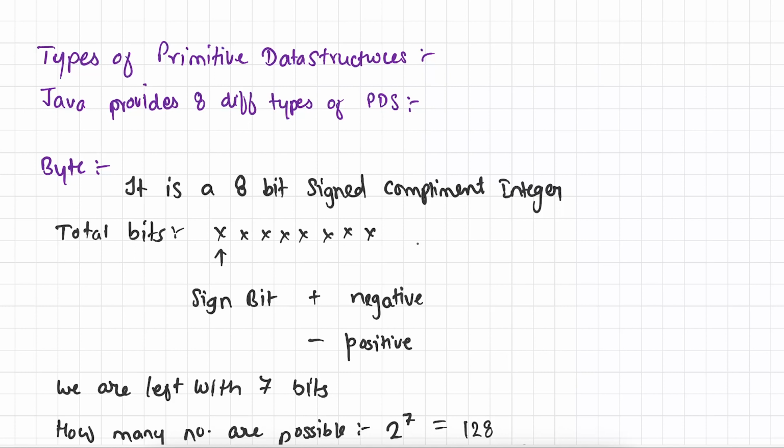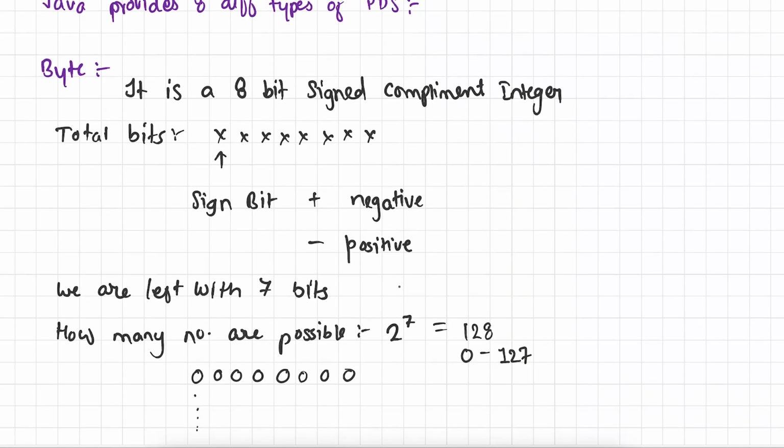So out of 8 bits, 1 bit from the left is always going to be used as a sign bit to represent a number as negative or positive. If this bit is set to 1, it means the number is negative, and if this bit is set to 0, it means the number is positive. That is why it is written as signed complement integers. So after fixing 1 bit for representing sign, we are left with only 7 bits.